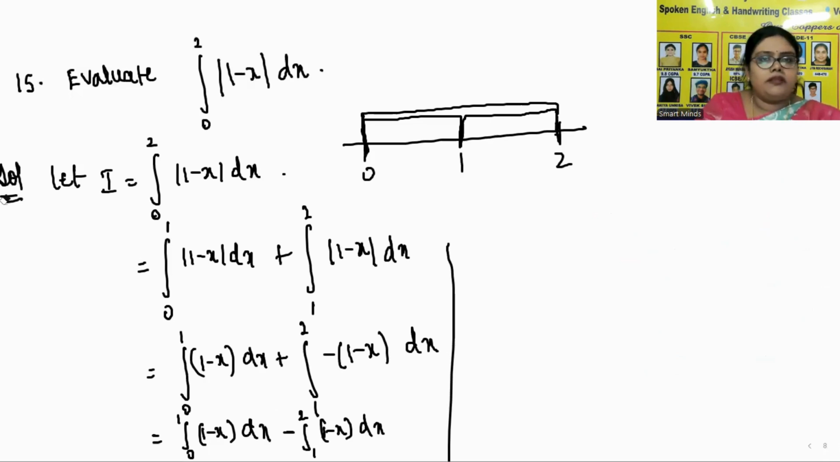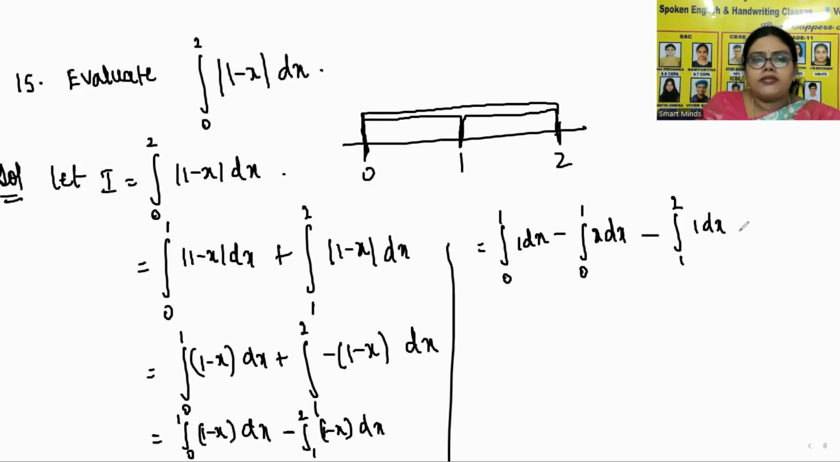So how to integrate this? See, let us separate it now. Integral 0 to 1, 1 dx minus integral 0 to 1, x dx minus integral 1 to 2, 1 dx. Minus into minus will become plus integral 1 to 2, x dx. See, here you cannot cancel x dx and x dx because the limits are totally different. So now first let us integrate the first term.